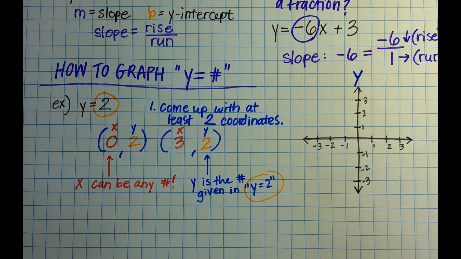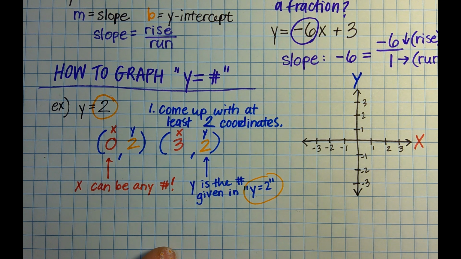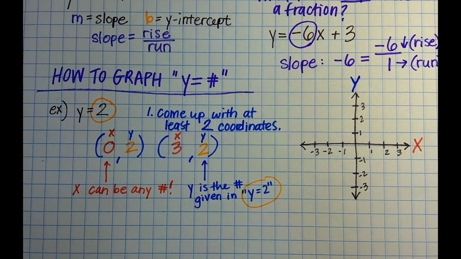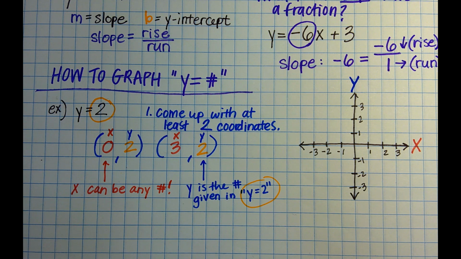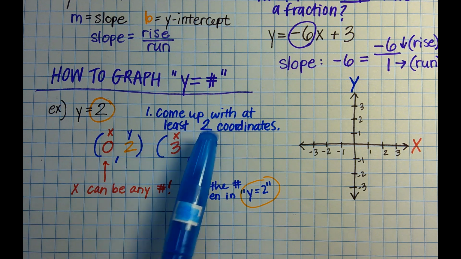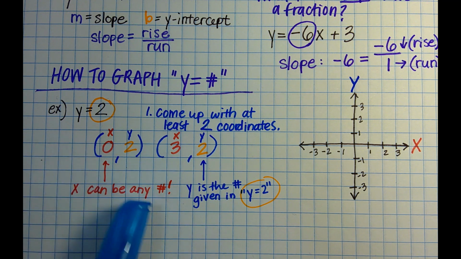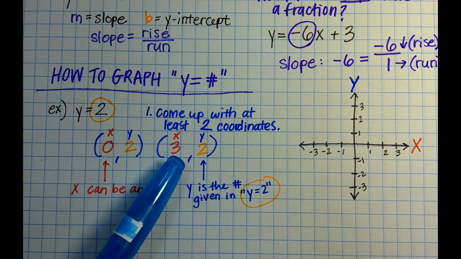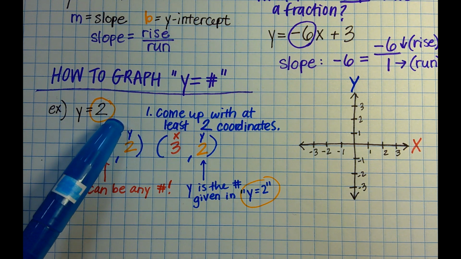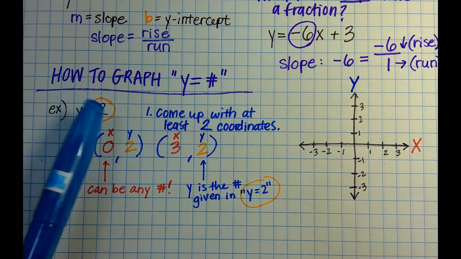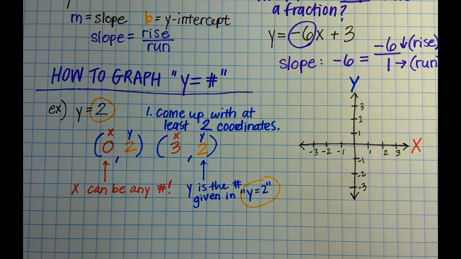And I'm going to pause for a minute before I move on. I gave you a lot of things to write, and I don't want to give you instruction while you're writing because it's not going to soak in your brain. So I'm going to pause the recording and let you guys get caught up for a minute. So we just came up with 2 coordinates. We picked whatever number we wanted for x. And then we found y because it was given to us. We know y is 2, so y is always 2.